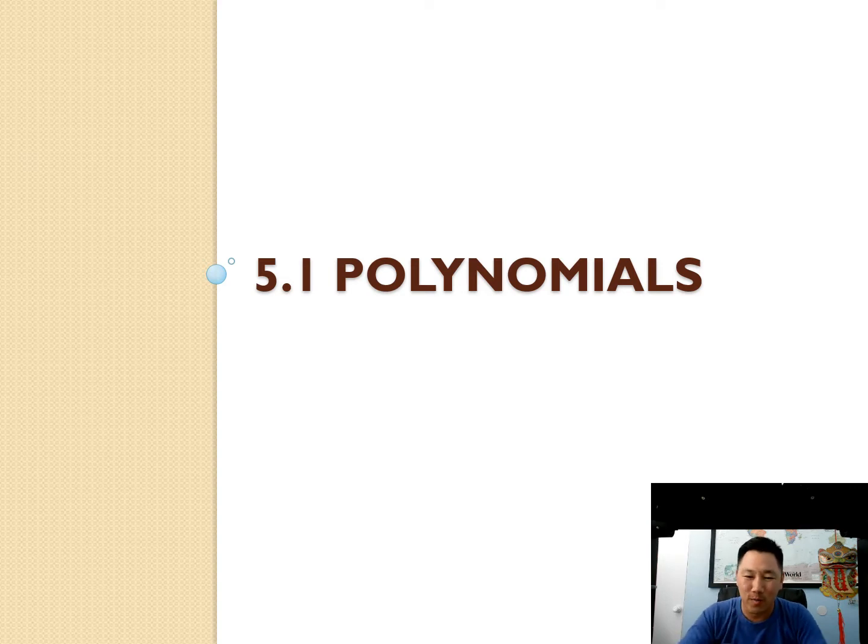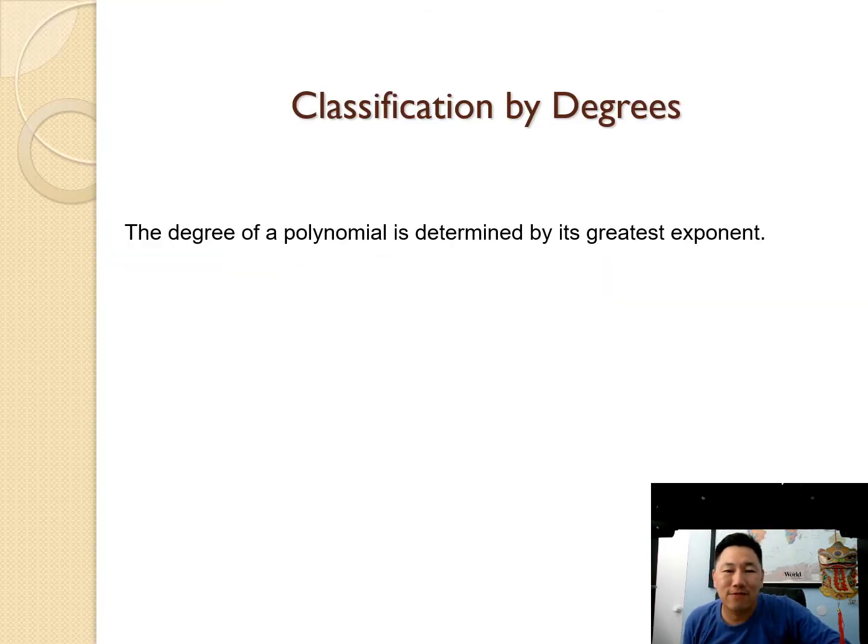5.1, polynomials. All right, so we get to start off this chapter with listing different ways to classify polynomials. Polynomials are just the equations that we've been working with, but with more degrees to them. Let's classify these polynomials by their degrees. The degree of a polynomial is determined by its greatest exponent. So if we just have an equation with x, we call that linear. We've studied that in Algebra 1. It's just a straight line.